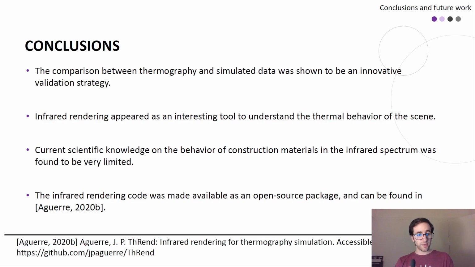Okay, and the final conclusion is that all of the code that we used, based on MBRI and on ray tracing, is available as an open source package, right? It can be found in this GitHub link. Okay, it's ray tracing based on MBRI kernels to provide, of course, a faster computational scheme.